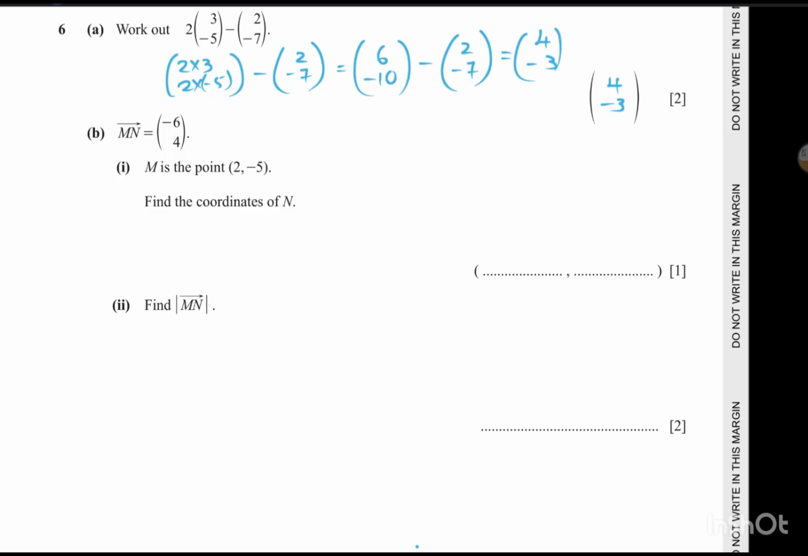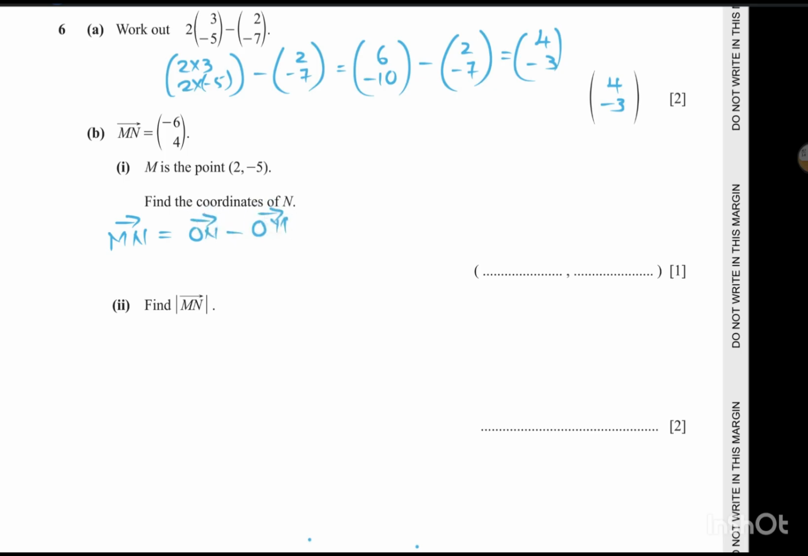Question number B: vector MN is equal to (-6, 4). M is the point (2, -5). This is the vector given and this is the point given, M. Find the coordinates of N. So first of all, let us write MN is equal to ON minus OM.